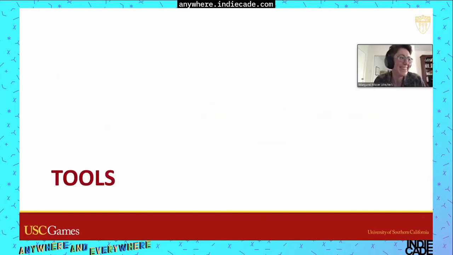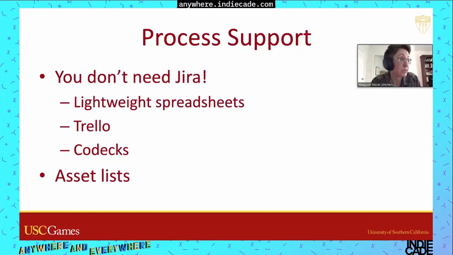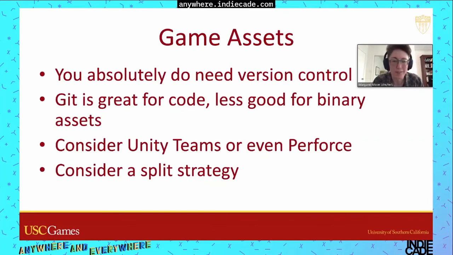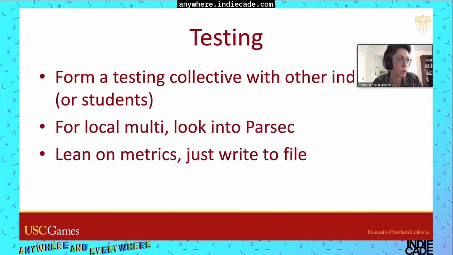Okay, I'm going to basically run through these so that they are in the recording. Use lightweight tools for lightweight teams. You don't need Jira. Use spreadsheets. They're fine. Trello's fine. Codex is fine. You absolutely do need version control. Git is what everybody uses. It is not, however, necessarily a great choice specifically for game development. But you can consider a split strategy where your code lives in Git and your assets live on a shared drive or some other setup so that you have less pressure on your Git repository.